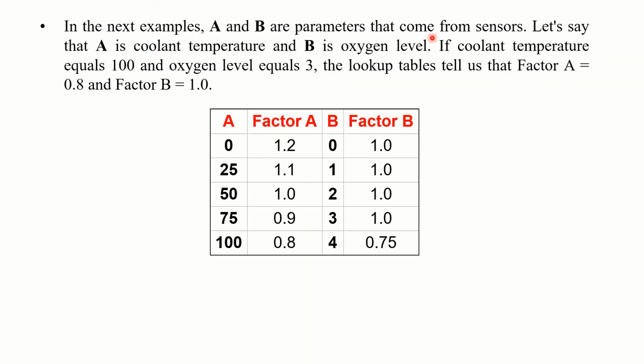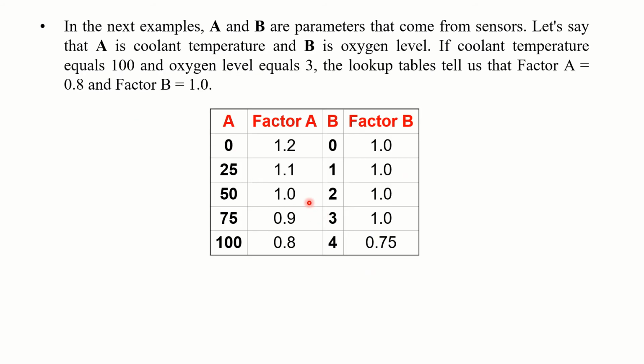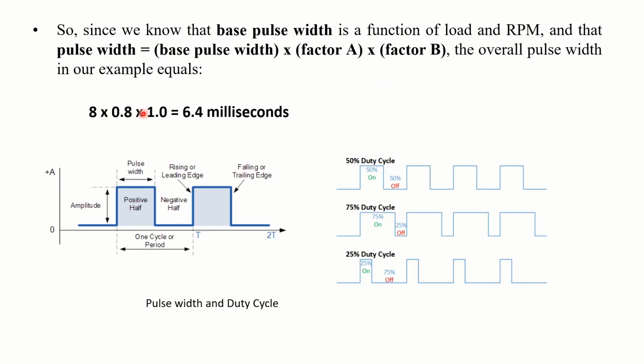After that, it also depends on the coolant temperature and oxygen level. So it has to look at the A factor as well as the B factor. Suppose coolant temperature equals 100, then the factor A will be 0.8. Suppose oxygen level is equal to 3, then the factor B will be 1. Then it will take the 8 milliseconds, multiply by 0.8 and by 1, and decide 6.4 milliseconds. So 6.4 milliseconds to open. This is what we call the pulse width. This can be varied. As you vary it, the quantity of fuel injected will also vary.